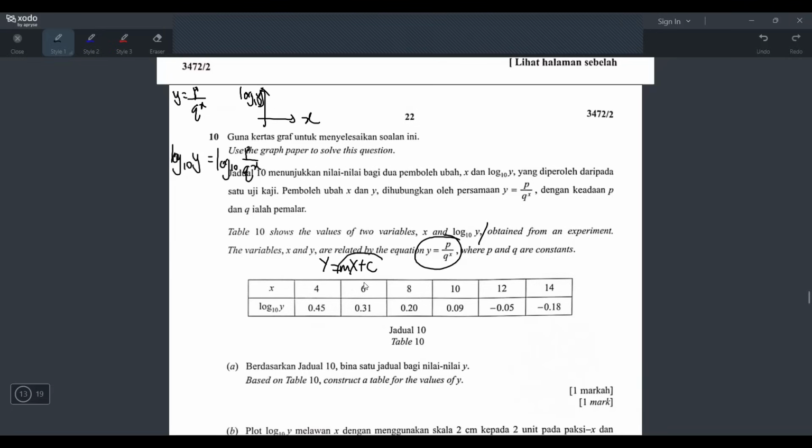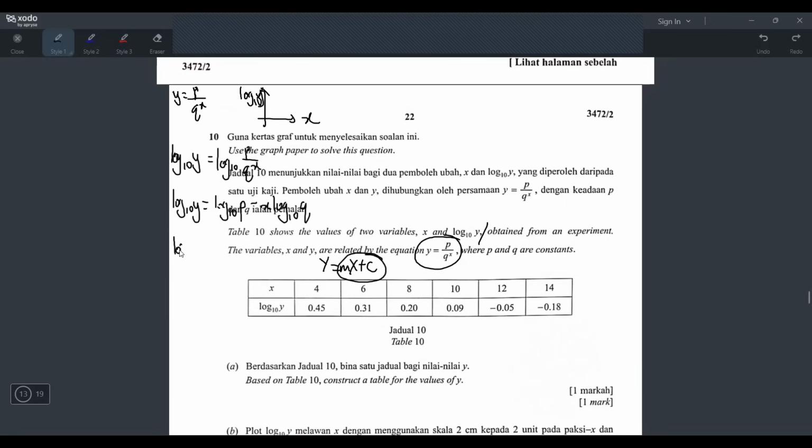Linear form must be mx plus c on the other side. But if you look at your equation now, everything is jumbled up together. So you have to separate everything. So it becomes log base 10 of y. How to separate this? This is a single log of a division. A single log of a division, you can separate, it becomes separate logs with minus. So it becomes log p minus log q power x. And the power you can bring in front. When the log number has a power, the power can be put in front.